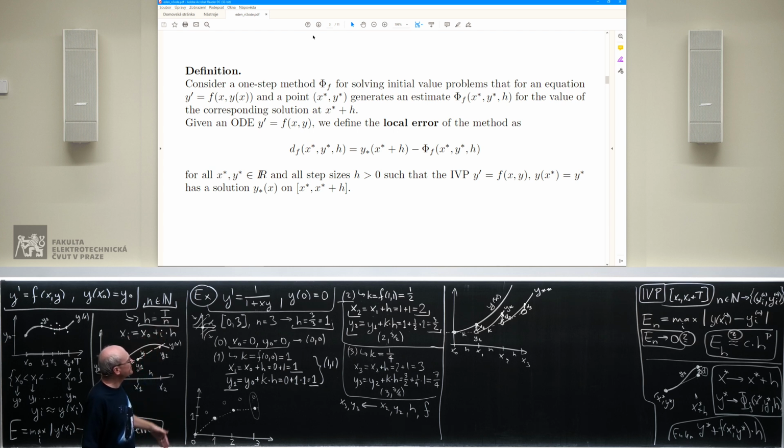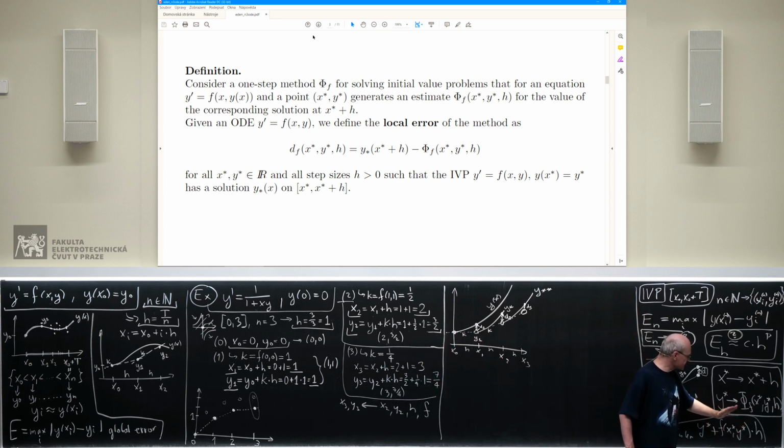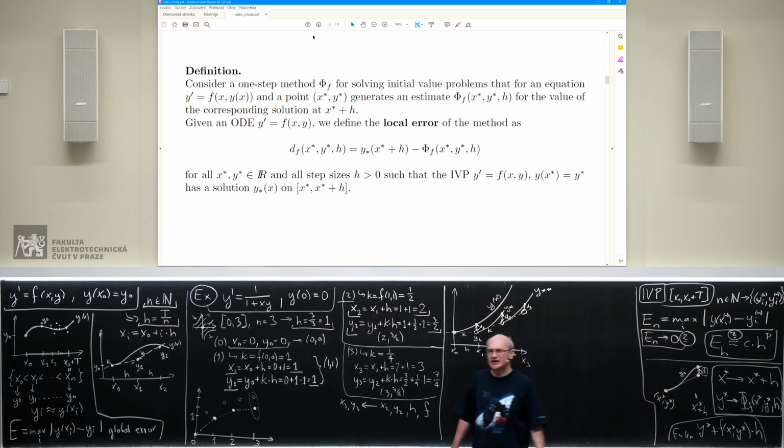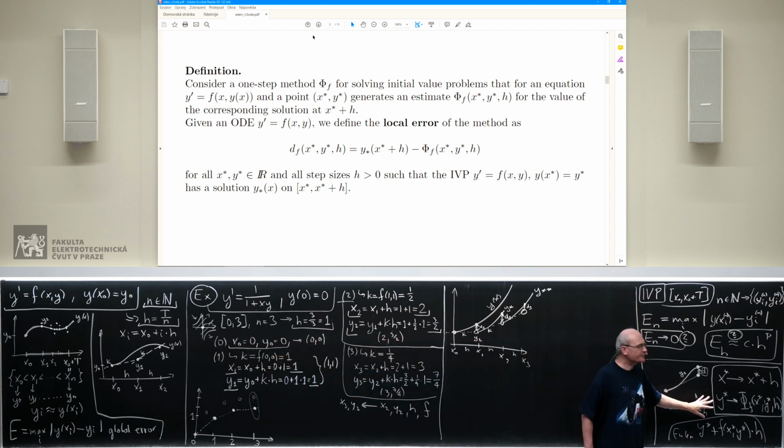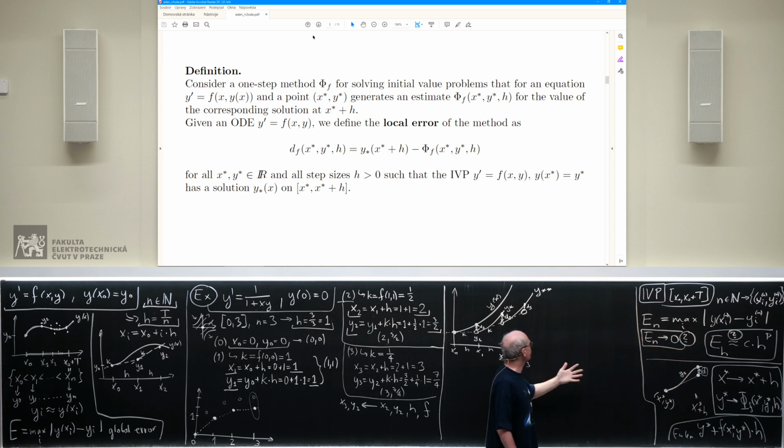And that's something that we can study because we have a formula, or some procedure, for this one step, for this phi f. And because we have it, we can analyze it, and we can see what the local error is. But now the question is, what do we want? What do we want to see? Because in fact, we are not really interested in the local error. It's natural to have it here, but we are interested in the global error. So what is the relationship between the local errors that we can see here in the picture and the global error? That's a very important question.